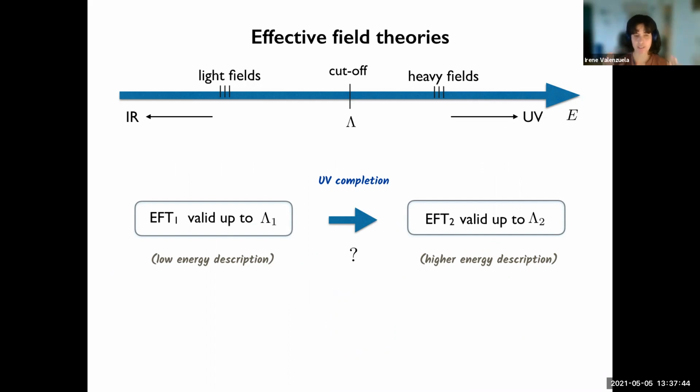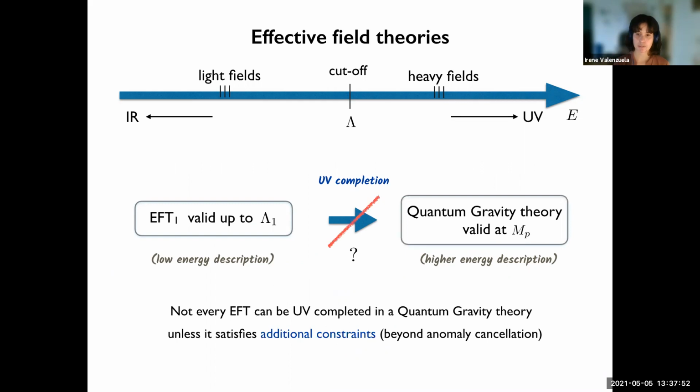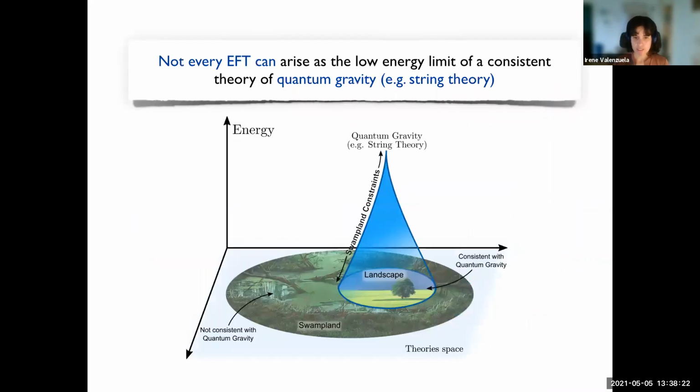Now, the question that we try to answer with the Swampland program is whether this is always possible. Okay, and in particular, we are interested in the case in which we try to UV complete that effective field theory in a quantum gravity theory at higher energies. And the answer that the Swampland program gives is that this is not always possible. Okay, that you cannot always UV complete some effective field theory that was anomaly free and was constructed using the rules of quantum field theory into a theory of quantum gravity at higher energies. Okay, so this is the main message.